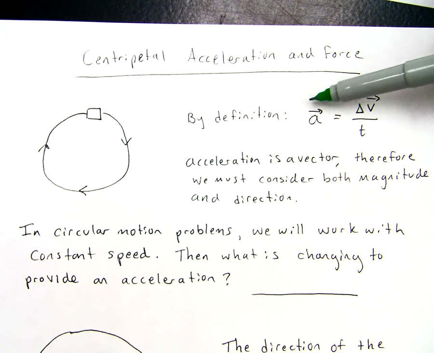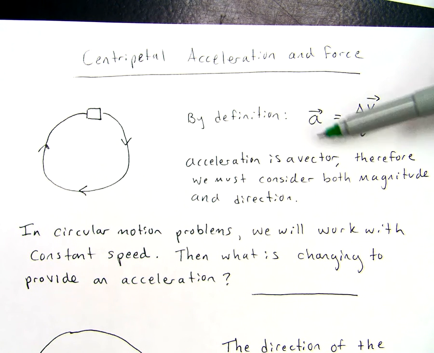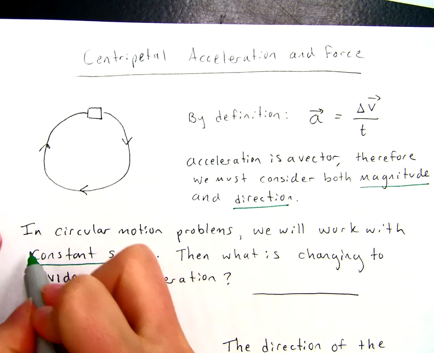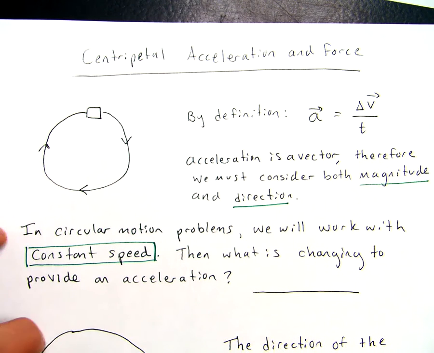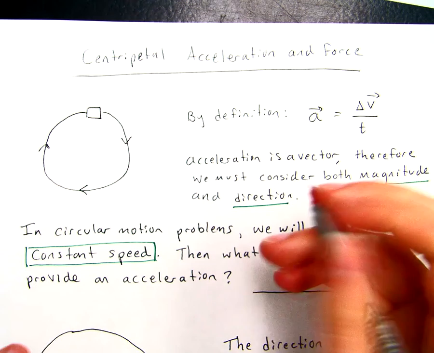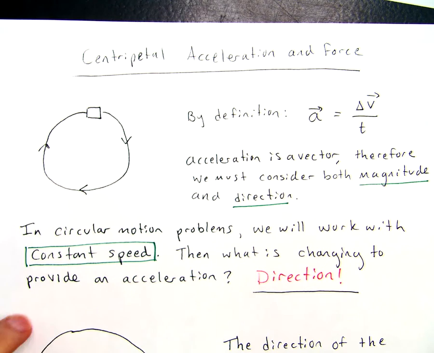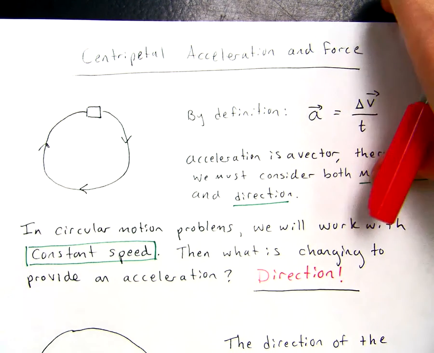Remember, by definition, acceleration is equal to the change in velocity over time. Acceleration is a vector, therefore we have to consider both the magnitude, or the size, and direction. In circular motion problems, something that's really nice is that we work with constant speed. So if we're working with constant speed, what is actually changing to provide that acceleration? Well, it's the direction. It's the whole point of circular motion. We're going to be constantly changing that direction, and that change of direction will provide us an acceleration.